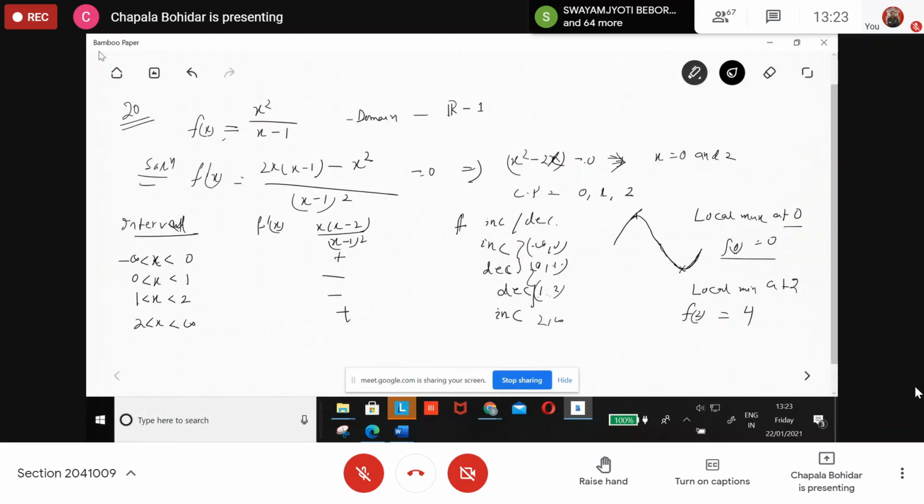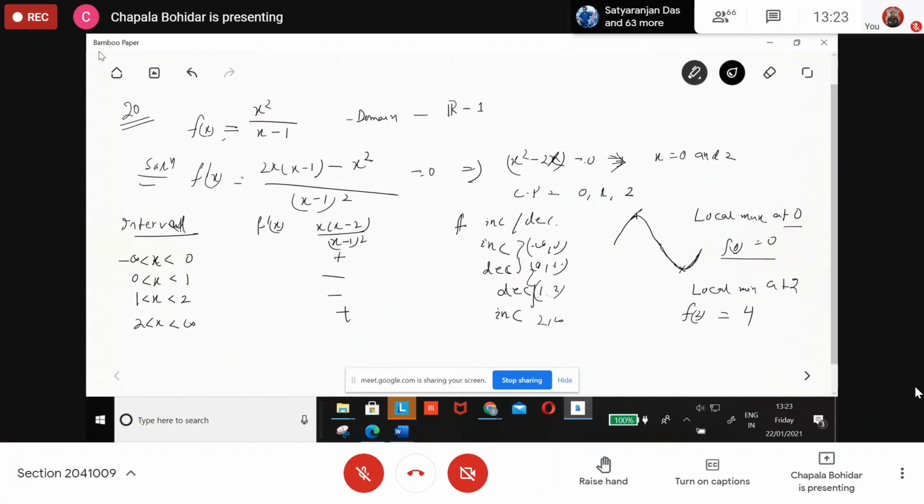So clear to all of you? The question is asking about the local maximum and minimum, at which point you are getting them, by using first order or second order. Which one is suitable for you?